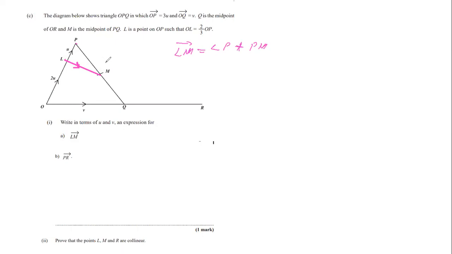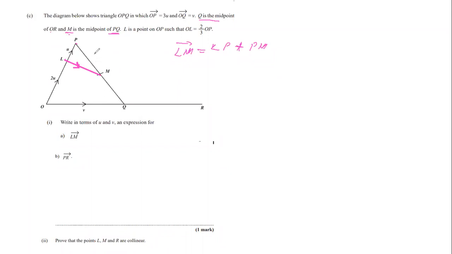Now, what I am going to do here is this. I know what LP is. LP is U, but I don't know what PM is. Do I know what PM is? No, so we have to find PM. Now, anybody can tell me how do I find PM? Sir, I go find the OP and then I go find the OM. You realize that they say Q is a midpoint of OR, and M is a midpoint of PQ. That means M will divide PQ into 2 equal parts.